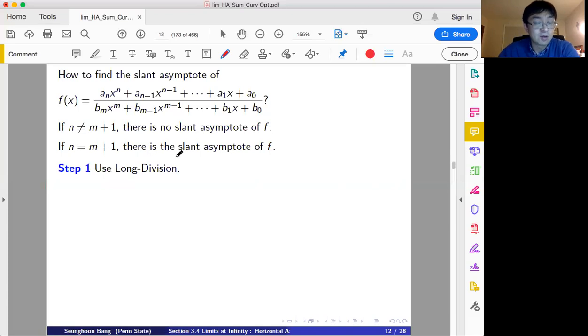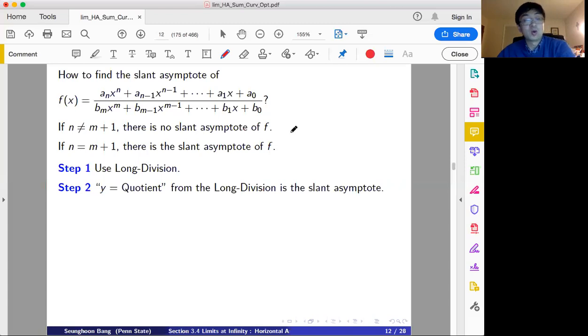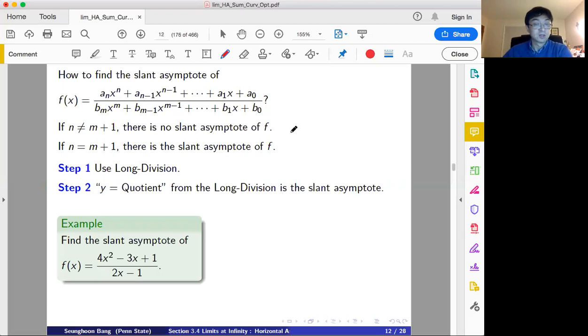Step 1. How can you find the slant asymptote? Use long division. Step 2. Y equals the quotient from the long division is the slant asymptote. This is an example.